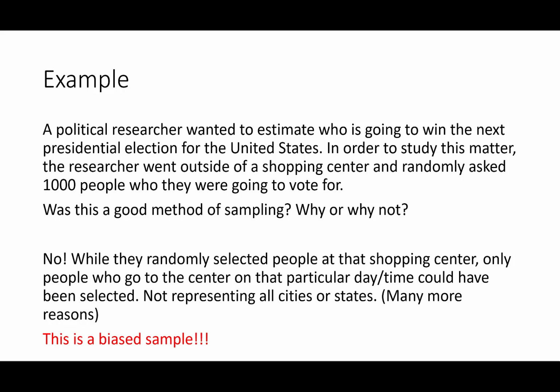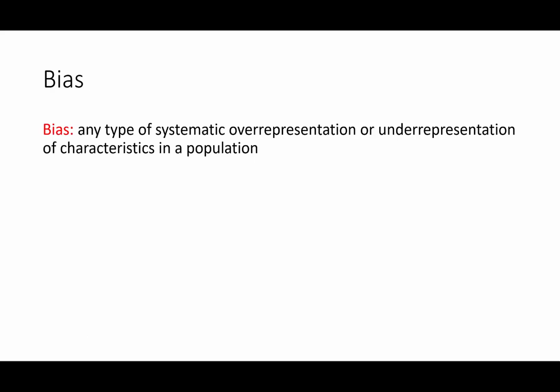This sampling method is biased, right? We don't want to have a biased sampling method, otherwise it's not going to yield accurate results for what we're interested in. This may have given us a good representation of who people at that shopping center would vote for, but not a good representation of the whole United States. A bias is any systematic overrepresentation or underrepresentation of certain characteristics or traits from your population of interest. In this case, we overrepresented people who went to that center and underrepresented people who didn't.